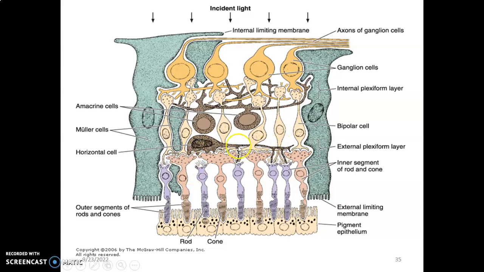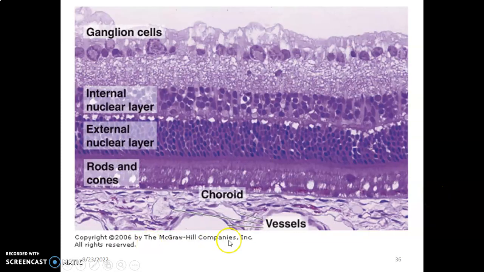So again, pigment cell layer, rods and cones, external limiting layer, before you get to the external nuclear layer, where you have cell bodies of rods and cones, then external plexiform, internal nuclear layer, where you have cell bodies of bipolar cells, and then you have your ganglion layers thereafter the inner plexiform layer.